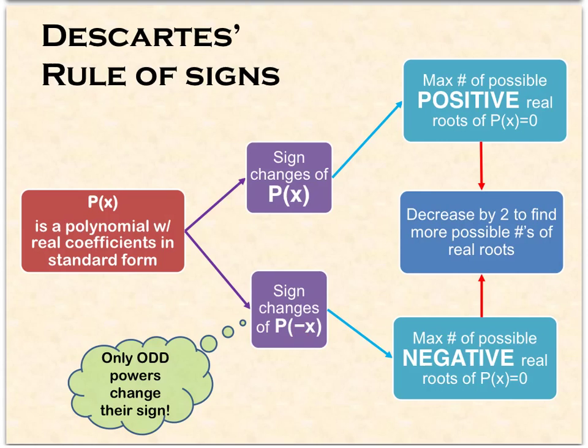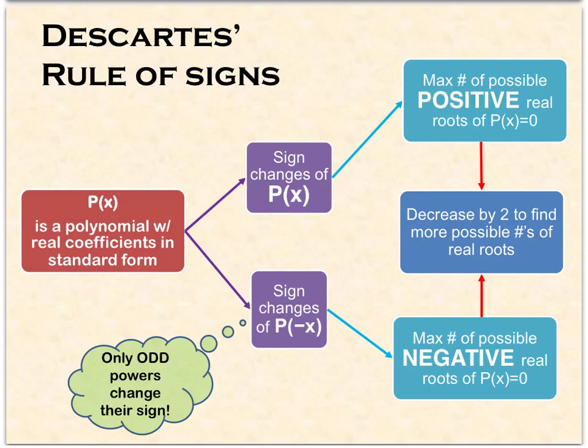Now remember, when you plug in a negative number and then you apply an exponent, the only time the sign will change is when the power on the exponent is odd. Now this will give us the maximum possible positive and maximum possible negative real roots, but this number can decrease by 2 to find more possible real roots.